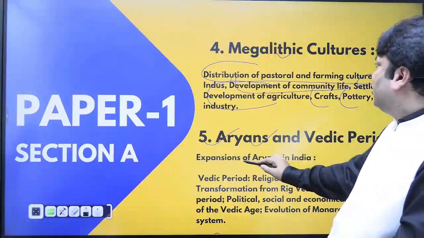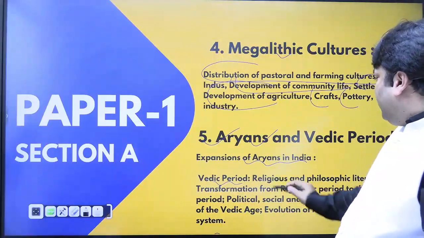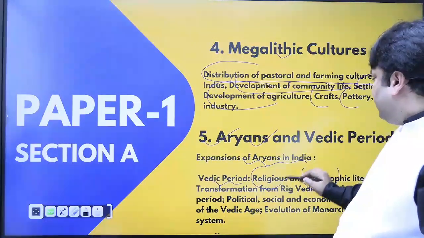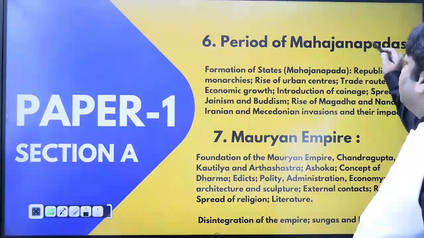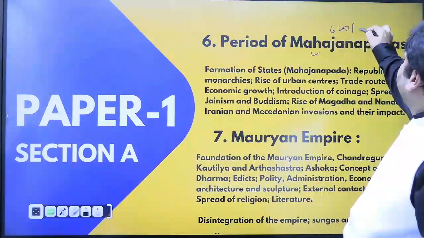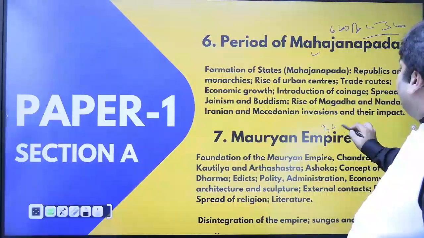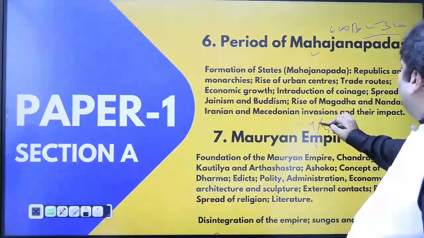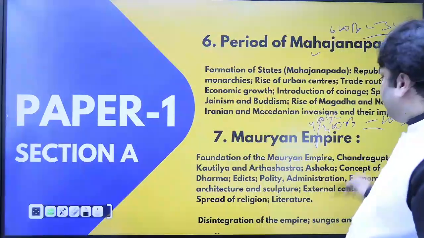Expansion of Aryans in India, we will discuss everything, the Vedic period. In this way we will proceed. Each and every lecture will be focused on different aspects that are given in the syllabus. Period of Mahajanapadas, 600 BC to 300 BC, we will discuss everything. Mauryan Empire, 400 BC to 200 BC period, we will discuss each and every aspect of the syllabus.